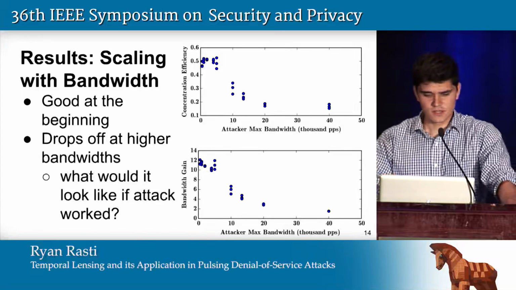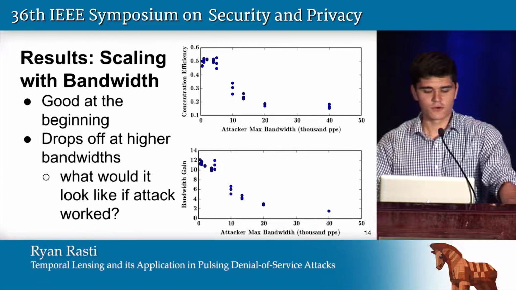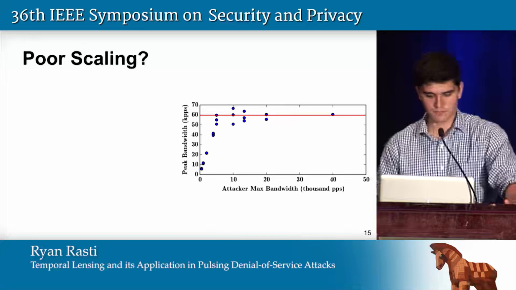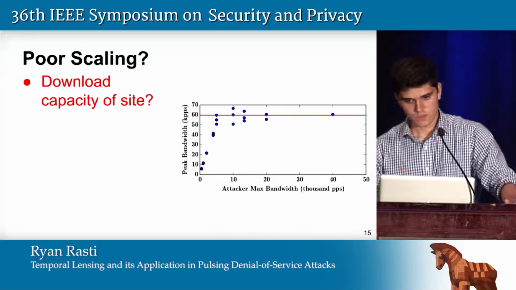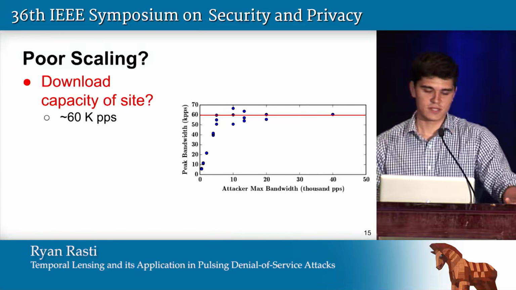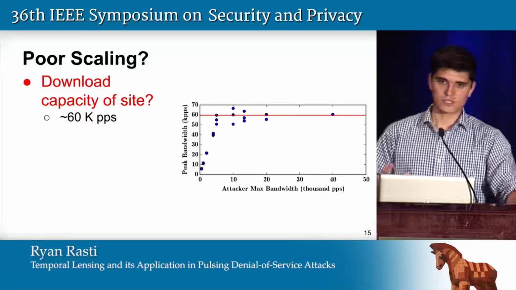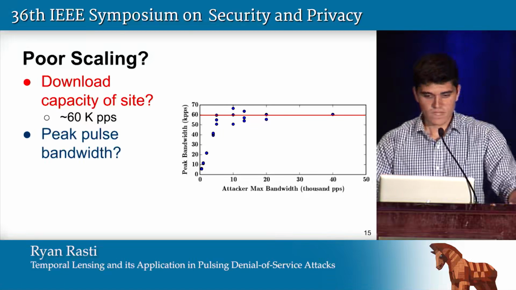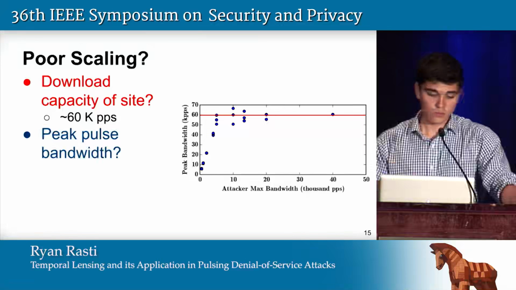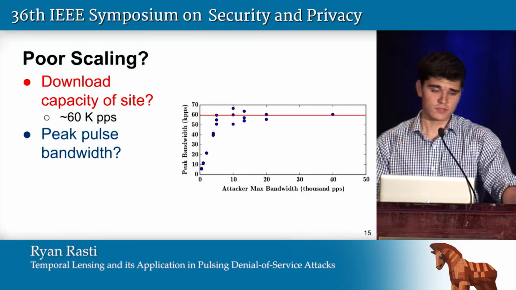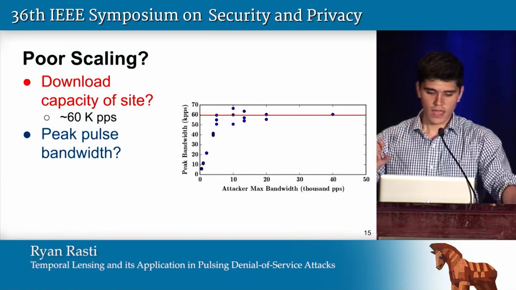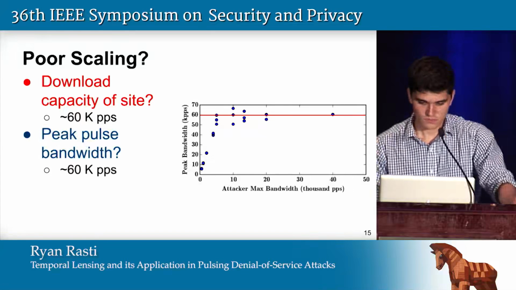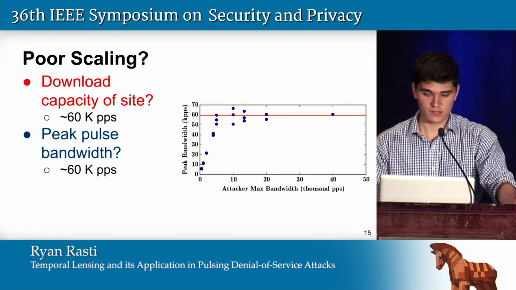The question is, is this drop-off a result of poor scaling, or is it perhaps the attack actually working and overwhelming the victim? So we measured the actual download capacity of the site by flooding it with an actual flood, and we saw that it could only take a maximum of 60,000 packets per second. Then we measured the actual peak bandwidth of the pulse, so not the relative bandwidth gain, but the actual, how big can we make these pulses? That's what's on the y-axis here. And we see that it also levels out at around 60,000 packets per second.